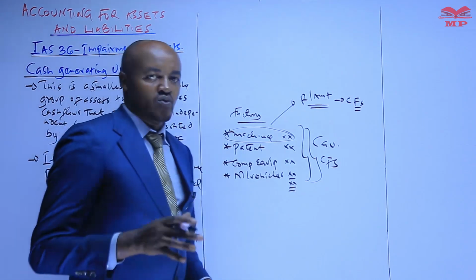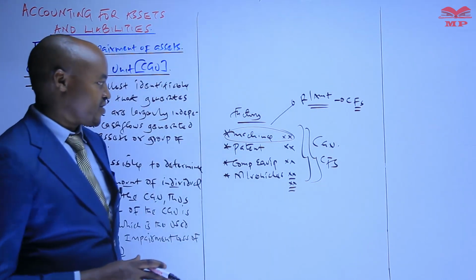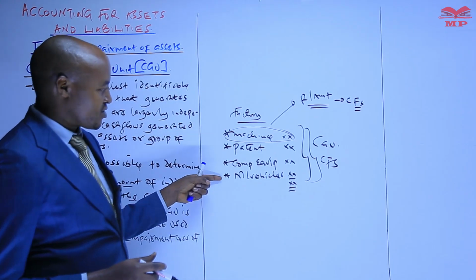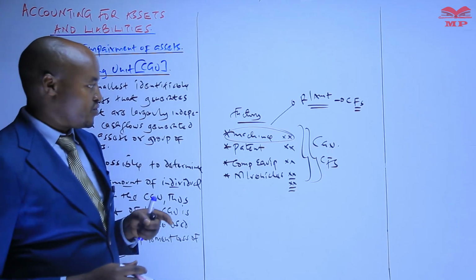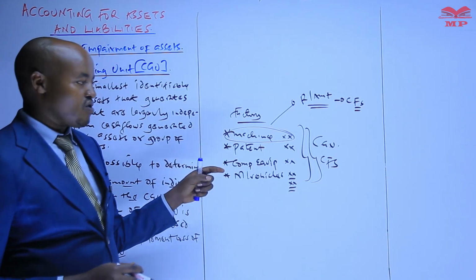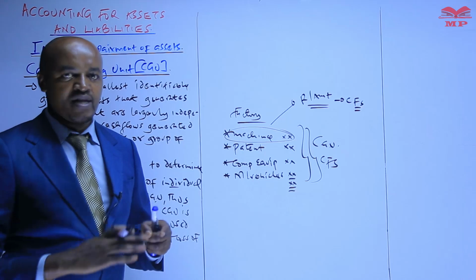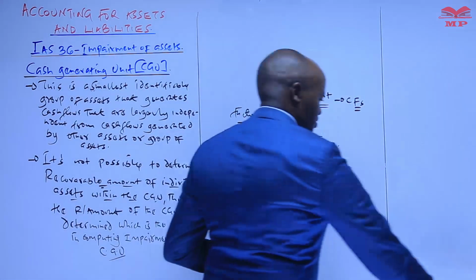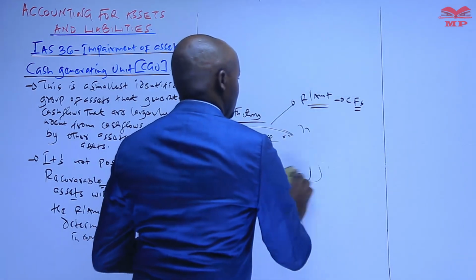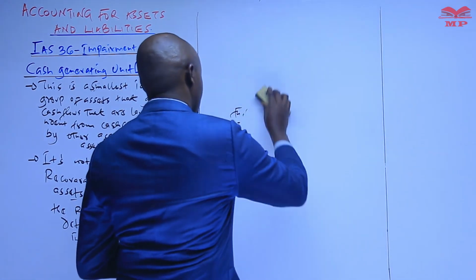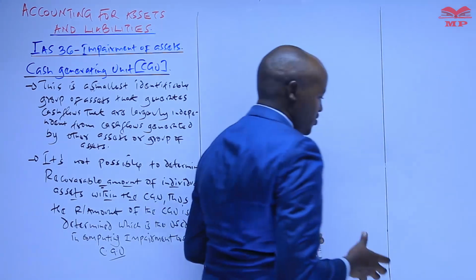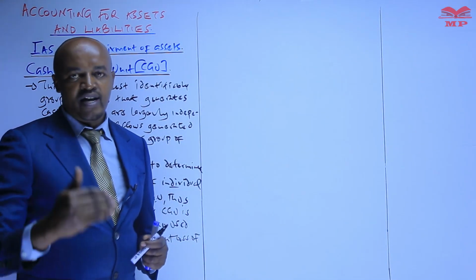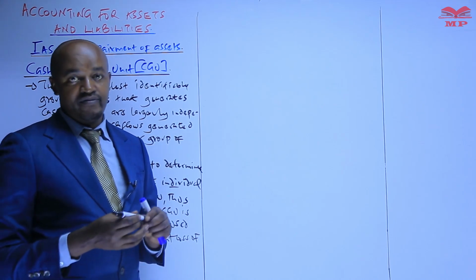So therefore, once we have a group of assets which generate cash flow as a group, we are saying it is not possible for you to determine the impairment loss of an individual asset here, but what you do, you determine the impairment loss of the group of assets. You determine the impairment loss of the cash generating unit. Now, this impairment loss of a cash generating unit is determined in the same way, just like how we determine the impairment loss of an individual asset.